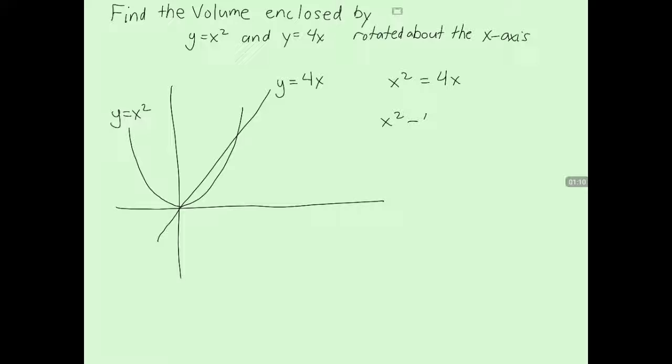So solving for x, we get x squared minus 4x equals 0. And factoring out an x, we get x times x minus 4 equals 0. So that means x can either equal 0 or positive 4. And looking from our graph, indeed, this is true. The lines intersect at 0, 0, and it intersects here at x equals 4 and y equals 16. So right now we know what x is bounded by. So x goes from 0 to 4.